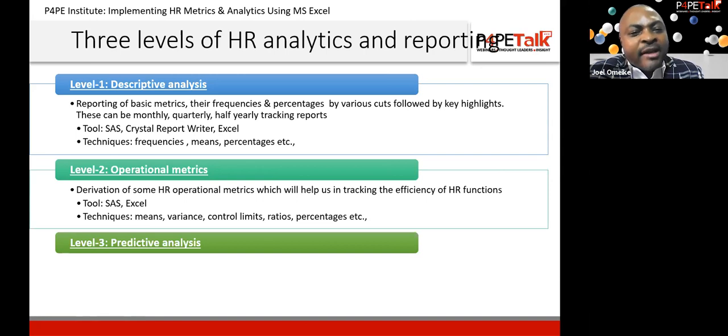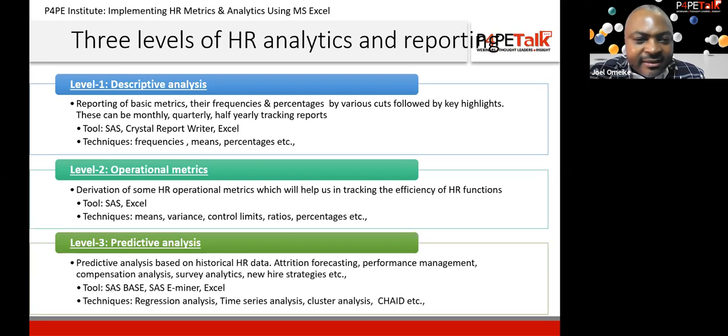Now, for operational metrics, we focus more on derivatives of some of the HR operational metrics that we track regularly, like time to fill vacancy, training costs, cost per head, cost per candidate that is hired in the organization. These are operational costs that we run within the operational metrics of HR. And how do you track this? Again, Excel is a fantastic medium of doing this. So your mean, median, mode, your variance analysis, your control graphs, your ratios, even percentages are also used for tracking this particular level of analytics.